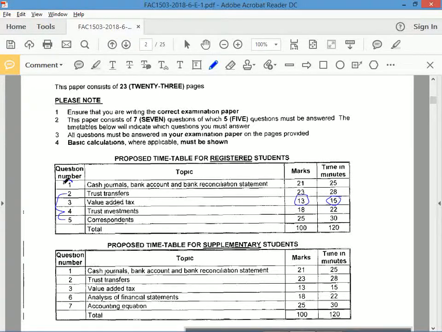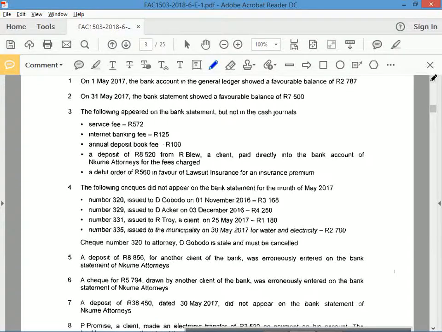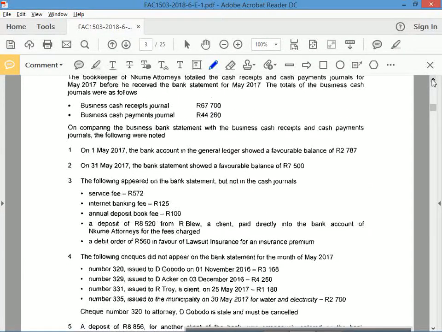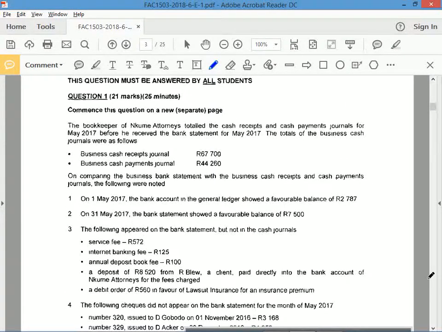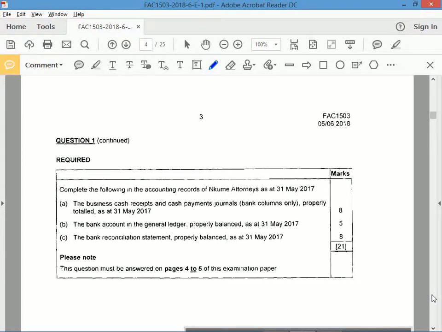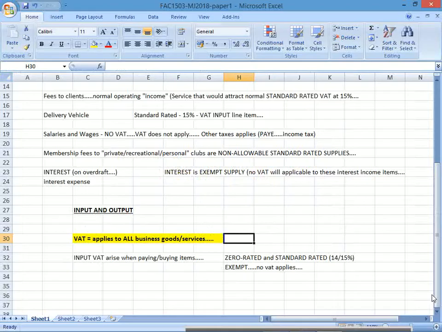So question 1, let's do that one. Cash journals, bank account, and the bank recon. The bank recon should always be an easy question. 21 marks, 25 minutes. Let's go to question 1. There's question 1. You guys are lucky because you've got the format. What do they want me to draw up? The business cash receipts and business cash payments. So I need to quickly draw up a few things here.